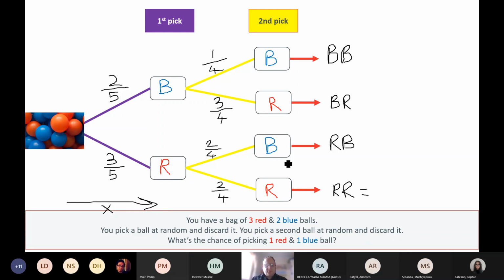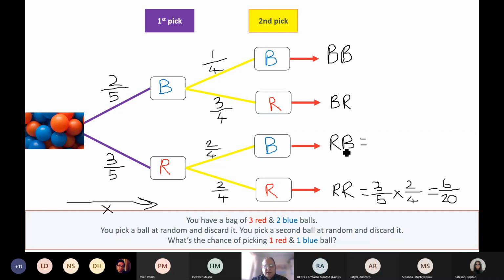Some answers coming through. I've got 3 over 5 as my first red ball. And I'm going to multiply that by the chance of my second red ball, which is 2/4. And I mentioned before that if you multiply fractions, you multiply the top line, so 3 times 2 is 6, and you multiply the bottom line, 5 times 4 is 20. So 6/20. I could simplify that down, but as I've said before, I'm not going to at the moment. I'm going to leave that to the end. I think some people have simplified down, which is absolutely fine, but I'm going to leave that 6/20.